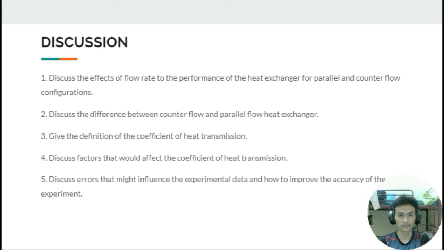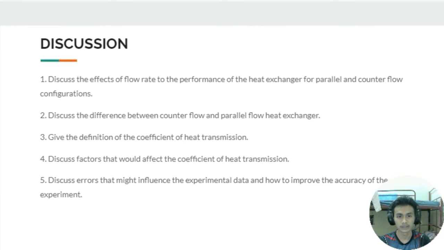Okay, today I would like to explain about the discussion. The first question is to discuss the effect of the flow rate on the performance of the heat exchanger in parallel and counter flow configurations. We can see from the calculation above that the mean temperature difference of the counter flow configuration is less than the mean temperature difference of the parallel flow configuration. This implies that the efficiency of the counter flow configuration is higher compared to the parallel flow configuration for the same heat transfer area and same mass flow rate.